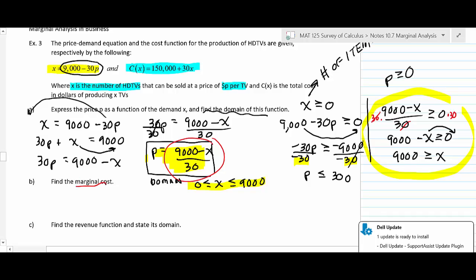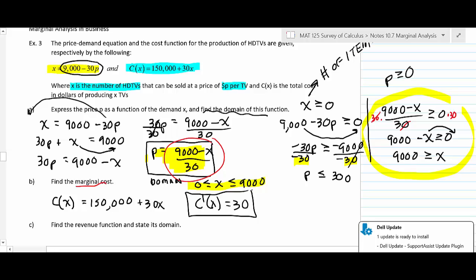So tell me what that means. Find the derivative of the cost, right? Okay. So the cost function I gave you is 150,000 plus 30x. So tell me what the derivative is. 30. Okay, now remember that's a rate of change. So that means the cost is fixed. It's never going to change. So no matter how many things you're producing, that cost is going to be $30. That's because that's a line. If you graph that, which we're going to graph in a little bit here, that's a line. And that 30 is the slope.